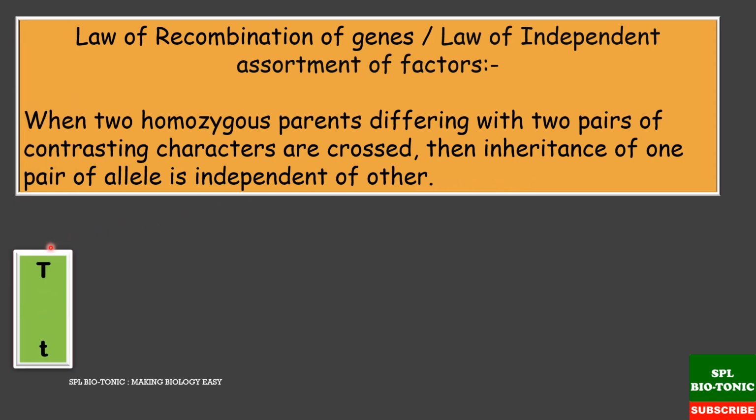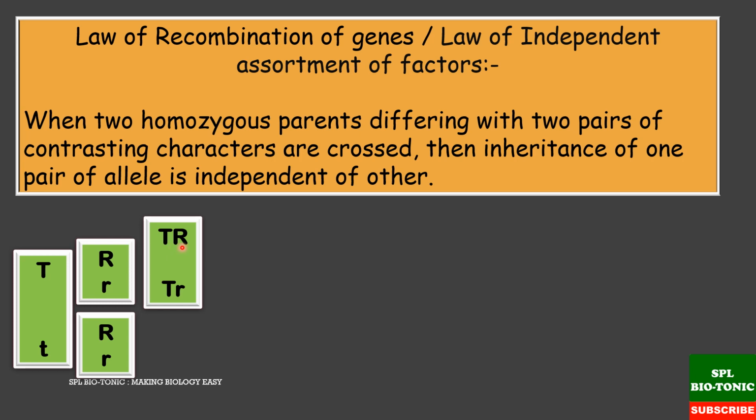Say this is one pair of alleles for height, and this is a second pair of alleles for seed shape. When these alleles are separated, they separate independently of each other. What is the meaning of this? Capital T can go with capital R to form a capital T capital R type of gamete. Capital T can go with small r to form capital T small r, leaving small t. Small t can go with capital R, or small t can go with small r, leaving capital T. This results in the formation of these four types of gametes.